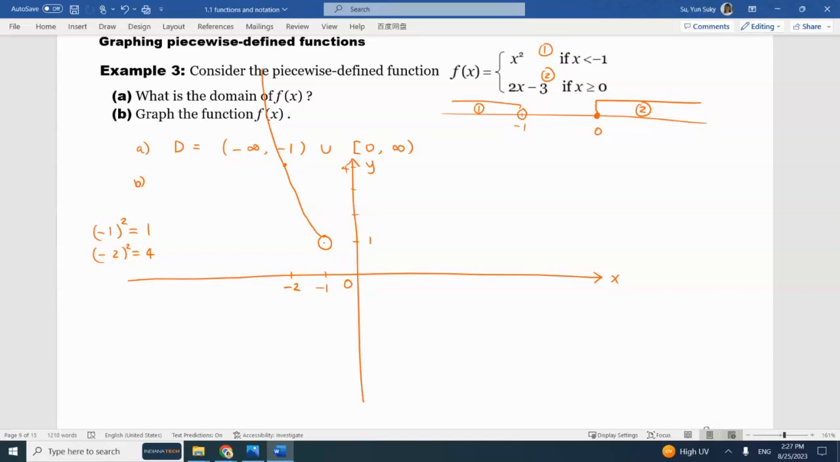Is that okay, everybody? You don't draw the entire parabola. You know the total picture of what it looks like, but we only restrict to this piece, x less than or equal to -1. So this is the first piece. Okay, everybody?